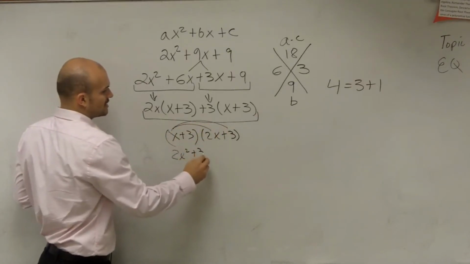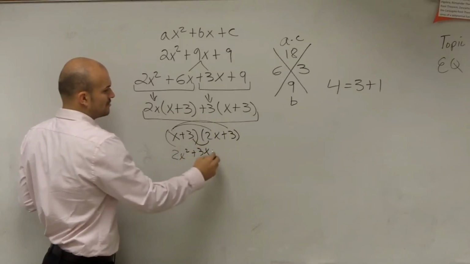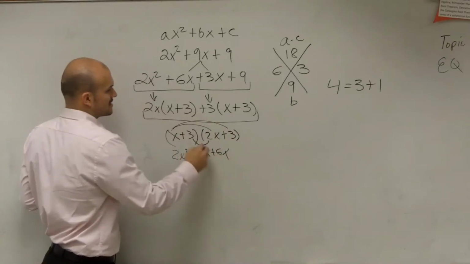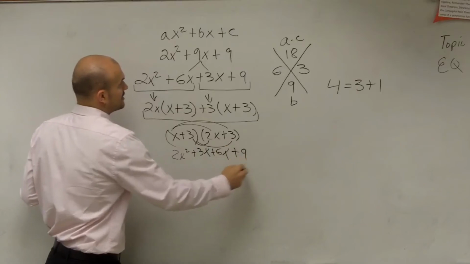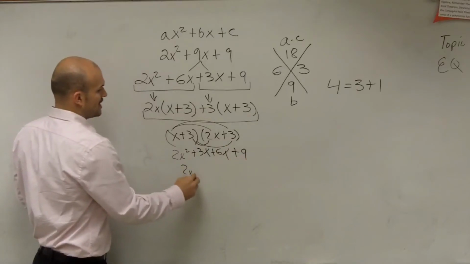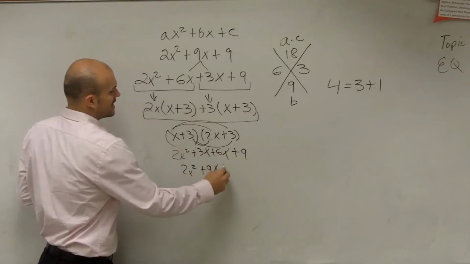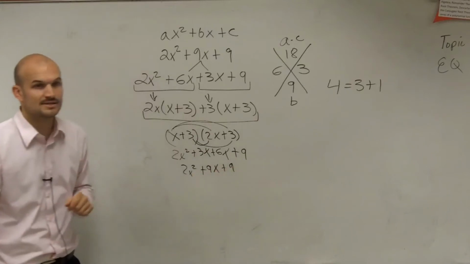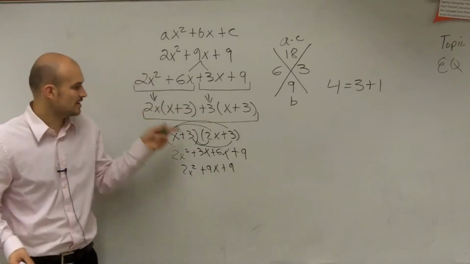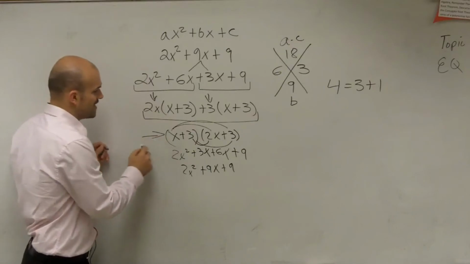X times 3 is 3x. 3 times 2x is positive 6x. 3 times 3 is positive 9. 2x squared plus 9x plus 9. Is that our original answer? Yes. So we factored it correctly, and here is your factored form.